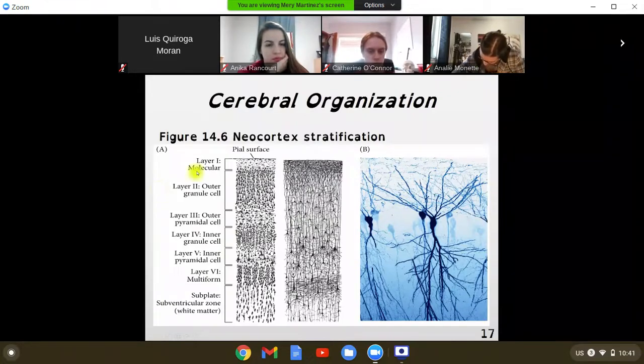So this is the molecular layer, and then we have the granule cells, pyramidal cells, more granule cells, pyramidal cells, multiform. You see, so we have a huge variation. But we don't want to stop too much on this because you can do 1 semester just on brain anatomy and type of cells. And there is one inside, so we're not going to go there.